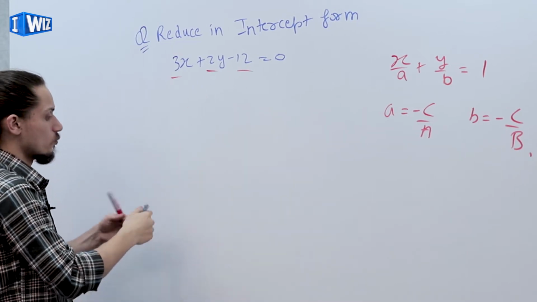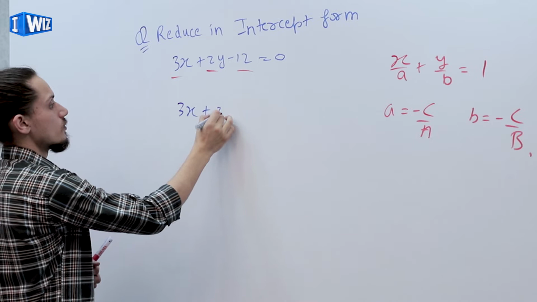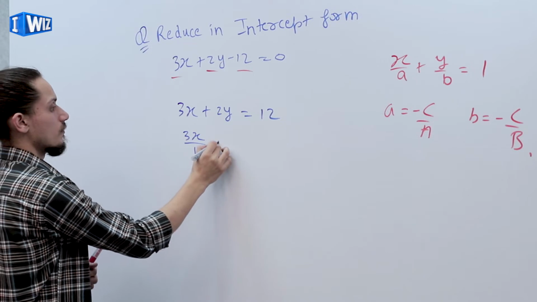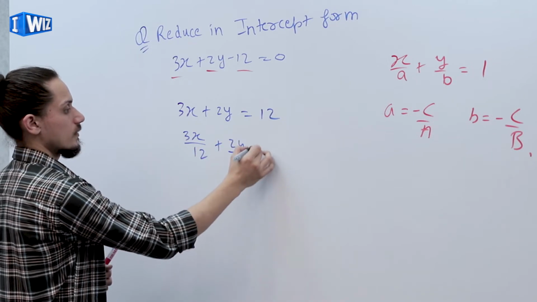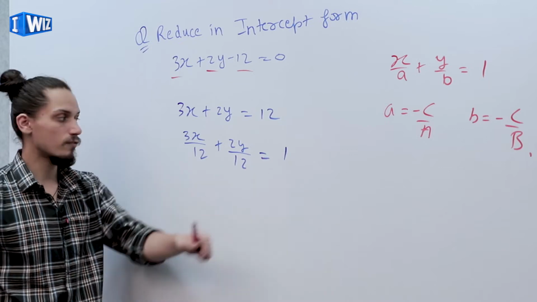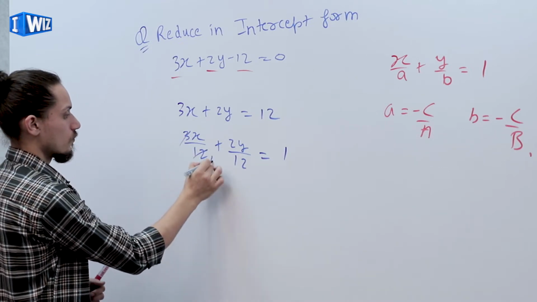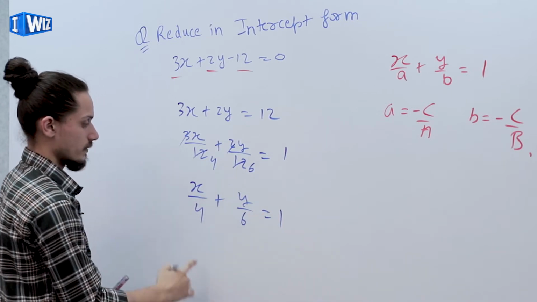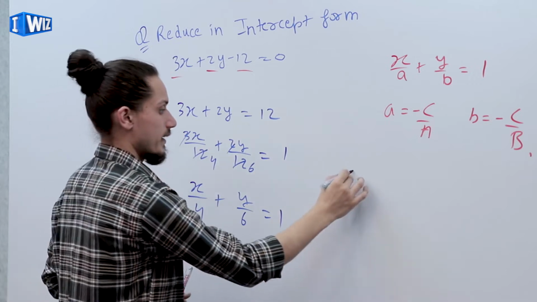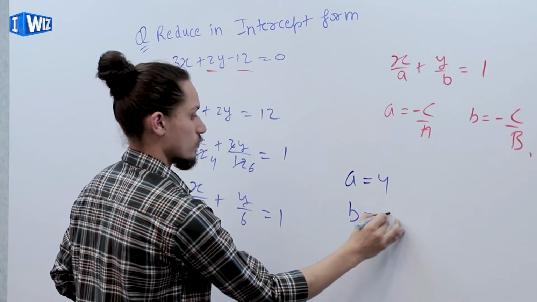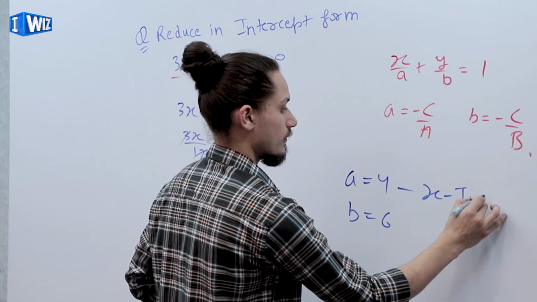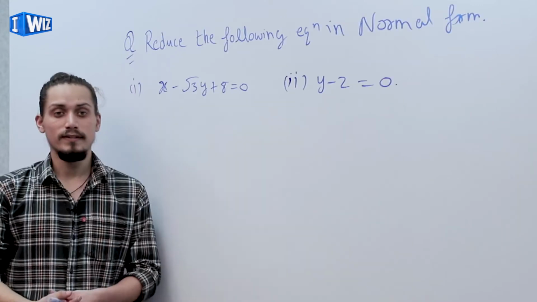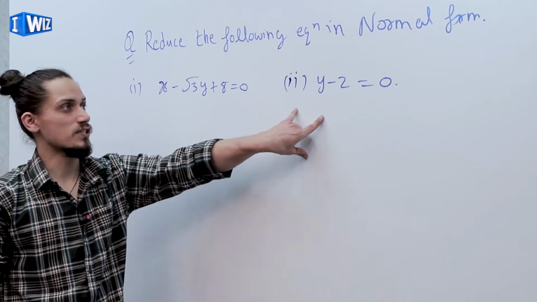So what we'll do is 3x plus 2y is equal to 12 and 3x upon 12 plus 2y upon 12 is equal to 1, dividing every term by 12. Next step we get x upon 4 and y upon 6 is equal to 1. So comparing it with intercept form, we get a is equal to 4, b is equal to 6. This is the x intercept and this is the y intercept, and hence the solution. Now in this example, we have to reduce these two equations to normal form.